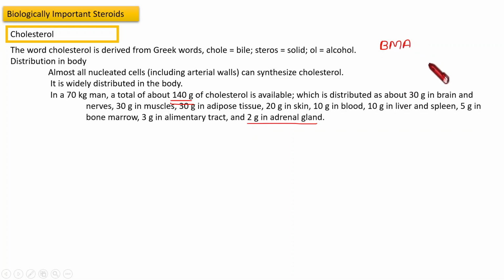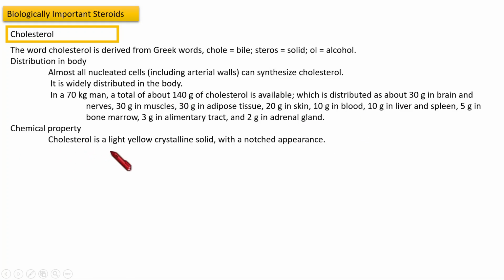These are the areas: brain, muscles, and adipose tissue. Then regarding its chemical property, it is light yellow, crystalline, solid, and its appearance is notched. Notch means a V-shaped indentation. This is the structure appearance of cholesterol. As we examine cholesterol under the microscope, we can see a notched appearance.